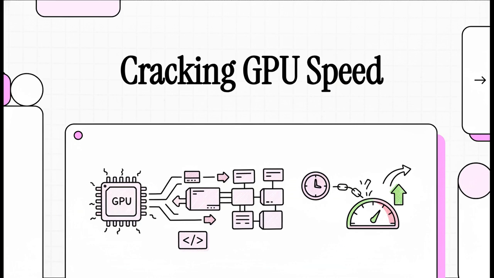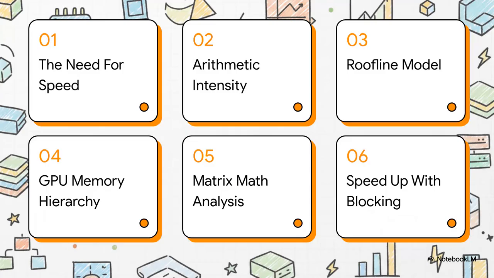We'll be moving step by step from theoretical models all the way down to the hardware architecture, and finally into practical, real-world coding optimizations. By the end of this, we're going to unpack exactly what is holding your computations back, and more importantly, how to fix it. Here's our roadmap for today.